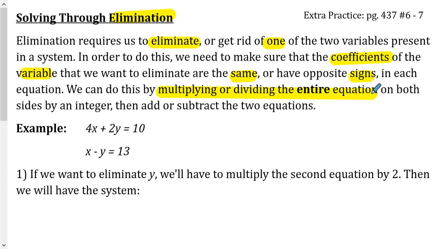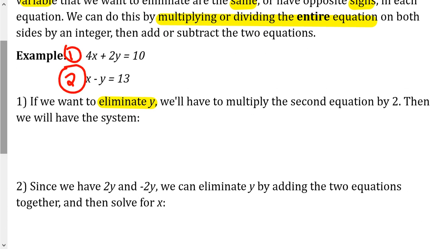So let's look at an example to kind of get a picture of this. Here I have 4x plus 2y equals 10, right? That's our first equation in our system. We then have our second equation, which looks like x minus y equals 13. If we want to eliminate y, and it doesn't matter, we can also eliminate x, but let's go through the process of eliminating y. What we want is the same coefficient, even ignoring the signs, for both.